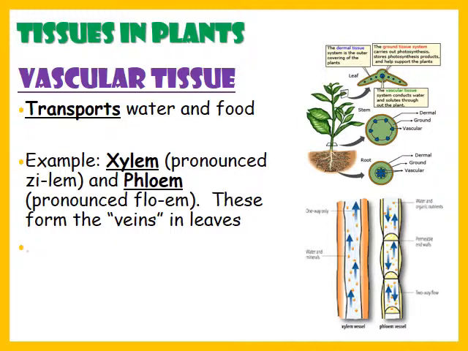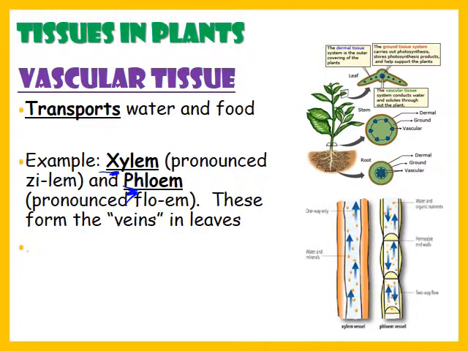Vascular tissue in a plant is for transportation. It's transporting water and food. And you got a little taste of information there. We learned about xylem and phloem. Xylem starts with an X. Phloem makes the F sound but starts with a PH. And these are what form the veins and leaves. And you also got to see that on the microscope a little bit.